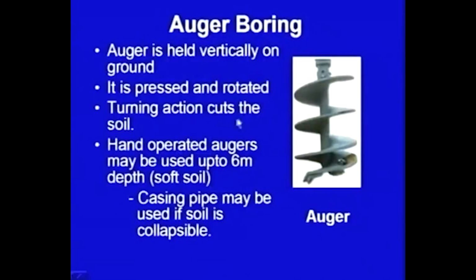Let me in brief discuss all these methods. In first one, the auger boring, this is a picture of the auger. This auger is held vertically on the ground and it is pressed and rotated. Here it is the cutting edge, the turning action cuts the soil and that soil is excavated out. So, these augers, hand operated augers, can be used for shallow depth. For greater depths you have to use the machines. So, this is the first one.